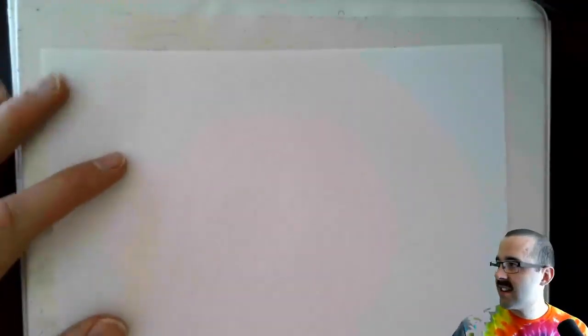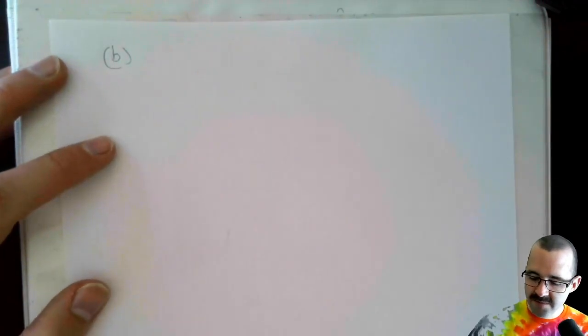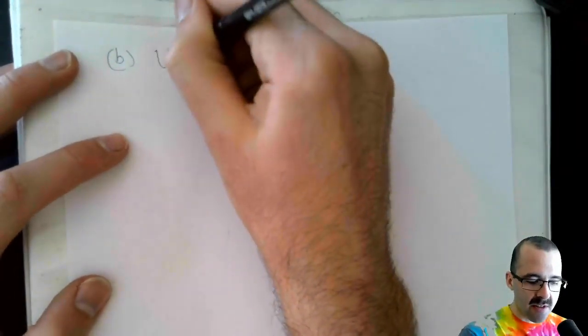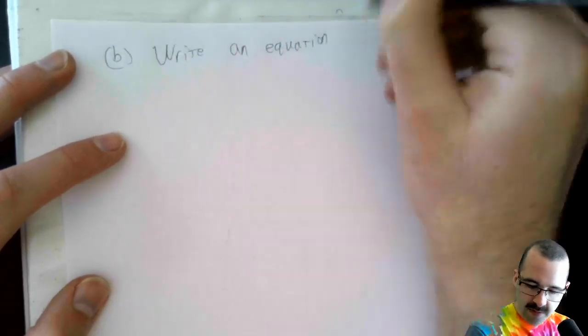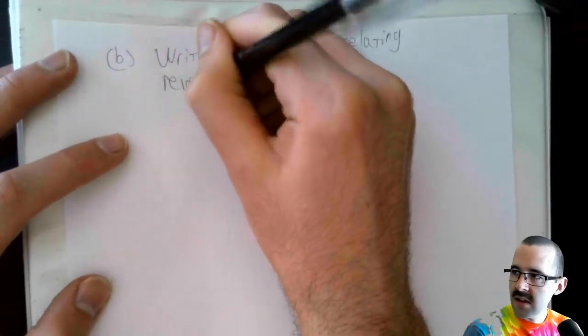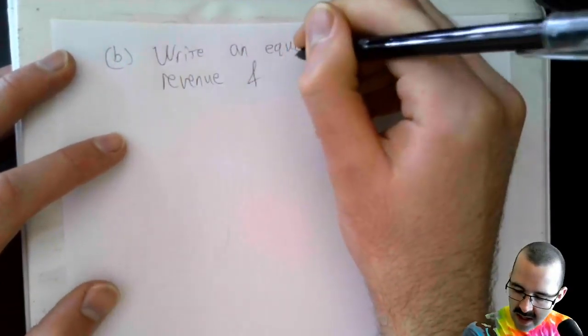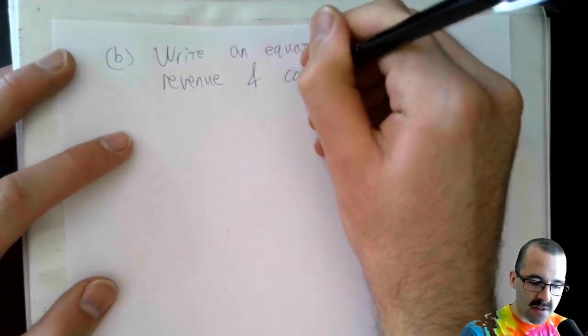Then we're going to go on to part B. Okay. I'm going to need to keep this. Part B is going to be easier than part A, I think, if I remember correctly. So part B. Write an equation relating revenue and cost.